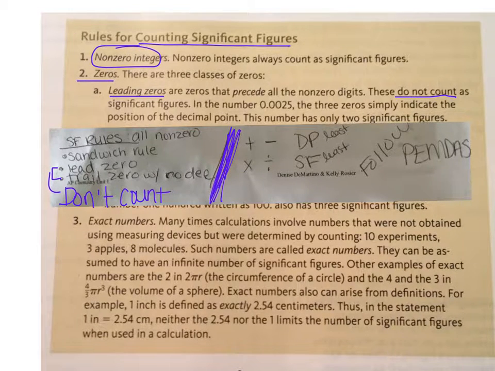Make another side. Your math rules for this: when you are adding and subtracting, you're using the least number of decimal places. When you're multiplying and dividing, you are using the least number of sig figs. And you are always following your order of operations. That's what PEMDAS is. So we have parentheses, exponents, multiplication, division, addition, subtraction. So, least sig figs.